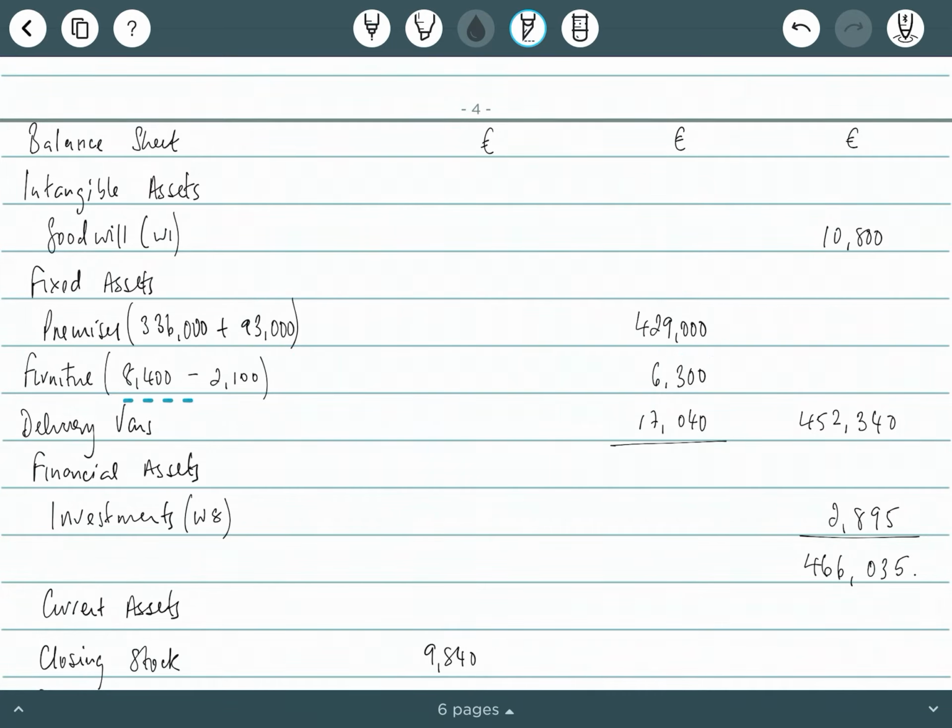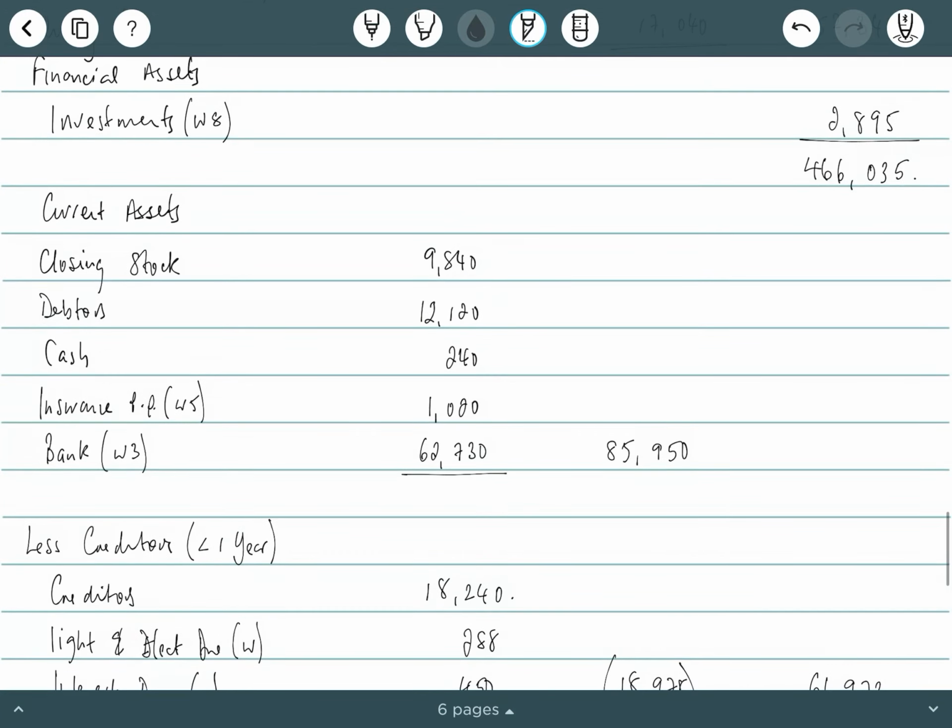Don't forget here that the furniture you bought was 8,400, but you had 2,100 that was to be attributed to the private section, which is a drawing, which gives you 6,300 as how much the furniture was for the actual business. Delivery vans are 17,040 and bank payments, which gives you total fixed assets of 452,340. Your investments taken from your working 8, lads, 2,895. Add those three figures together and you get 466,035.